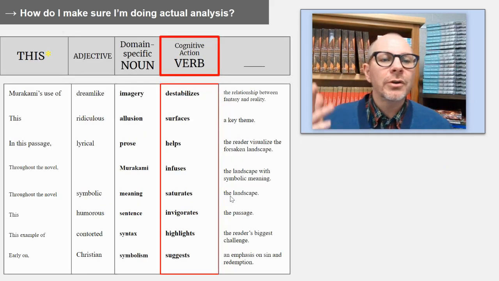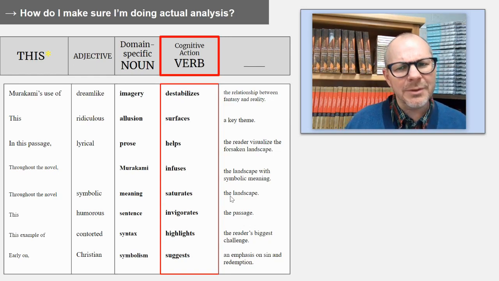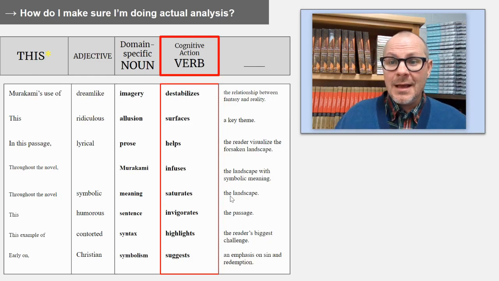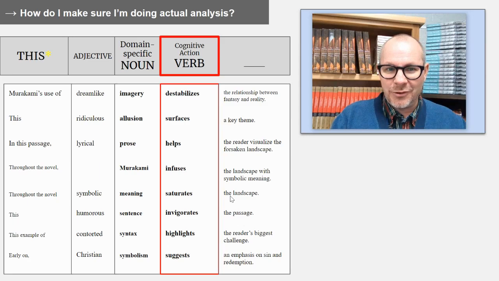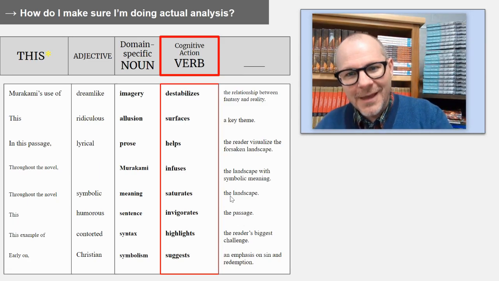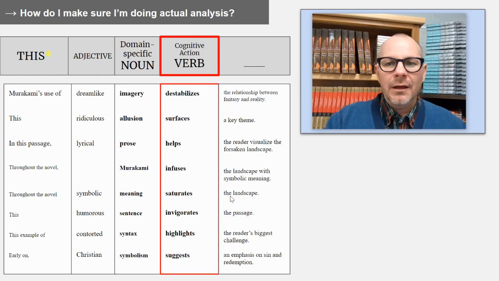Murakami's use of, what's the adjective? What is it like? Dreamlike. Cool. Dreamlike imagery. I get what that is. Did Murakami tell me that? No, he didn't say that's what it was. He just put it in the book. I'm telling you it's dreamlike imagery. And furthermore, I'm telling you that it destabilizes the relationship between fantasy and reality for the reader. You're doing analysis like that. When you write sentences like this, you're doing analysis. This is the specific language.